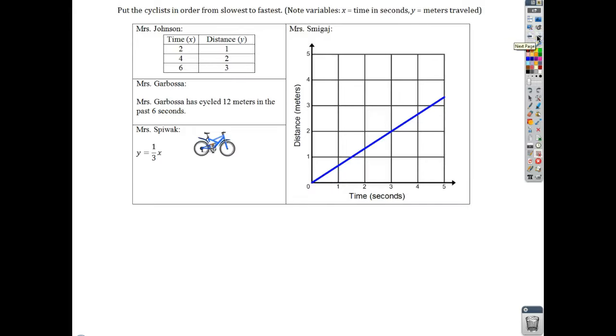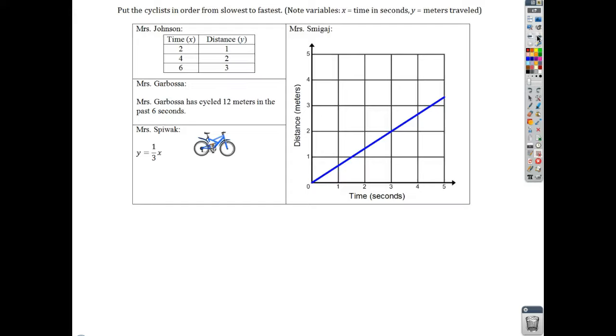We want to put the cyclists in order from slowest to fastest. X is time in seconds and Y is meters traveled. So who's the fastest rider and who is the slowest? We're going to go in order. Mrs. Johnson, Mrs. Garbosa, Mrs. Spiewak, and Mrs. Smeagag. Go ahead and do that now.